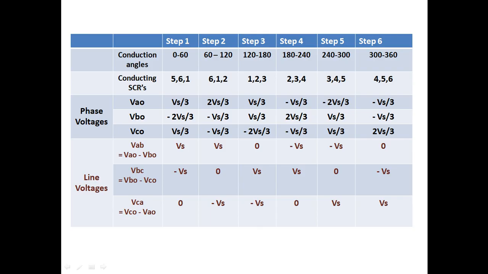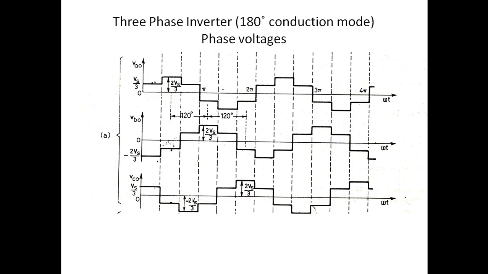Similarly, for the 3 phases we can calculate. So these are the phase voltages Va0, Vb0 and Vc0. Then the line voltage we can calculate, that is Vab, which is nothing but Va0 minus Vb0. So Vs by 3 minus of minus 2Vs by 3, so 3Vs by 3, that will be equal to Vs. And for the remaining cases also we can fill the table, these are the line voltages table. So from this we can draw the waveform for the phase voltages, 3 waveforms, and line voltages, 3 waveforms.